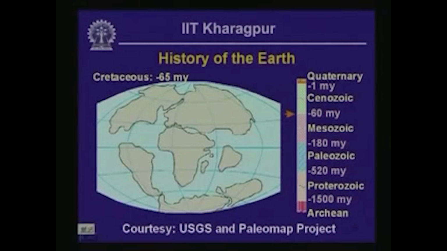Cretaceous, 65 million years ago, and we are pretty much near the boundary of the Mesozoic and Cenozoic geologic eras. You can see that the Atlantic Ocean is starting to open up between Africa and South America, but the North American continent is still in contact with the Eurasian landmass, and the Indian plate is still drifting further to the north and east.